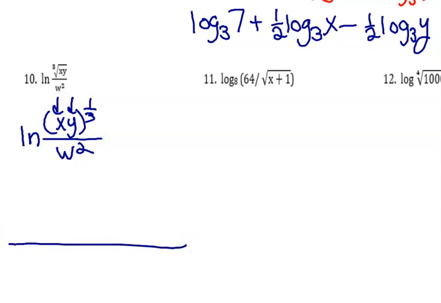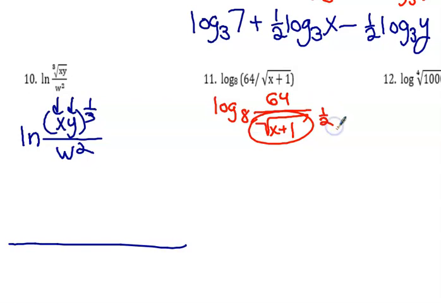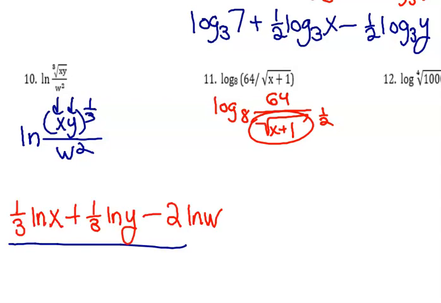And then for number 11, again, I have log 8 64 over the square root of x plus 1. So this whole thing I would change to the 1/2, break it apart, and simplify. So try out 10 and 11 and see what happens. All right, so that should be your answer for number 10.